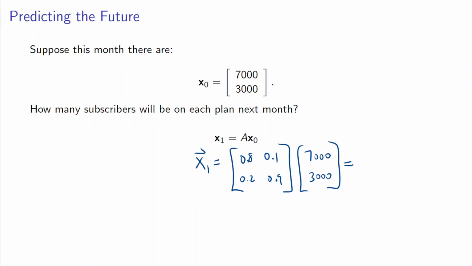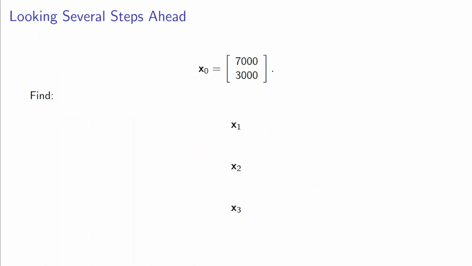So we do this math here, and let's just see. So this computation, we would get, I think, 5,900 and 4,100. So after 1 month, if we started with 7,000 basic and 3,000 premium, and follow the rule we laid out, this is where we would end up. What if we looked several steps ahead?